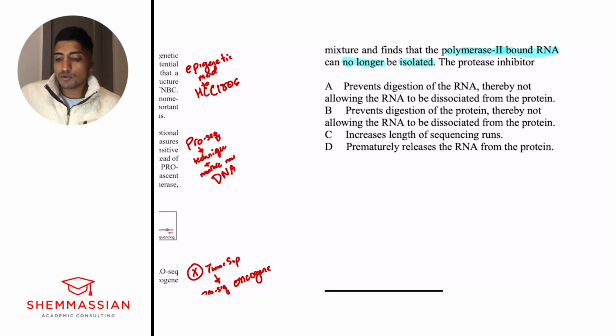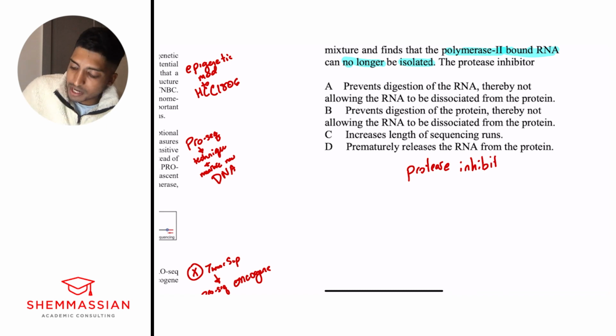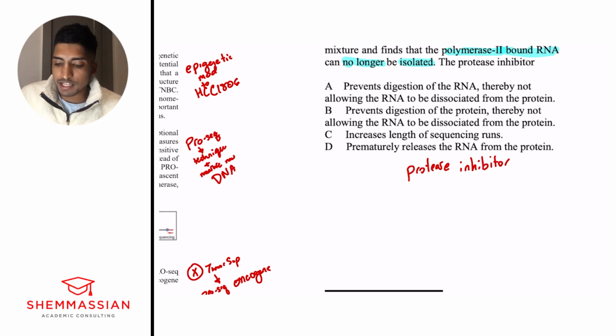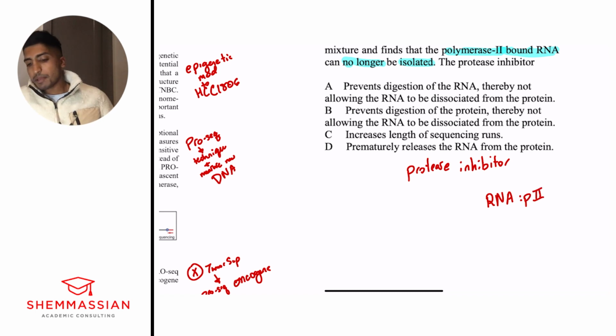And so first, we have to note that we're not dealing with just a protease. It's a protease inhibitor, okay? And so what happens when we're inhibiting a protease? Well, then we can no longer find this RNA plus, I'm just going to write it as P2, polymerase II, okay? We're not going to have this sort of combination if we add this inhibitor.